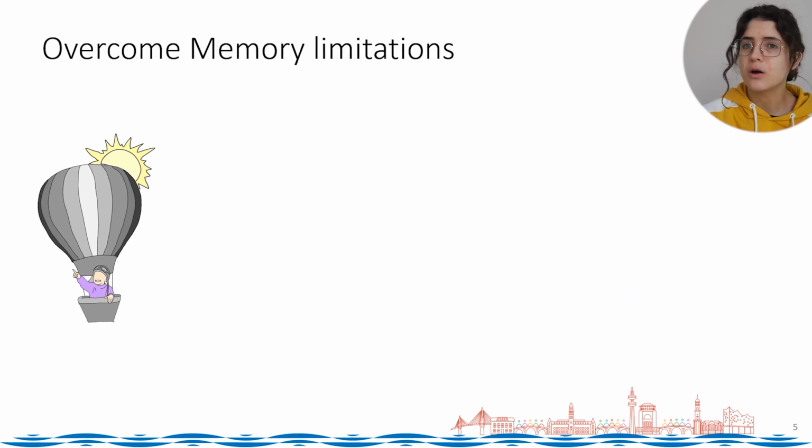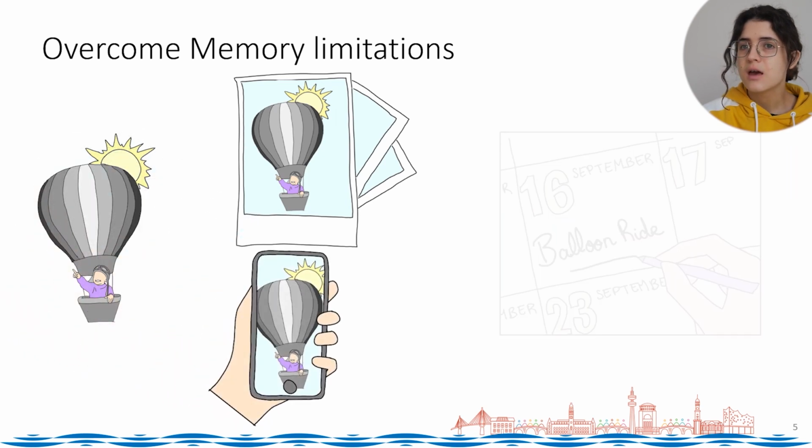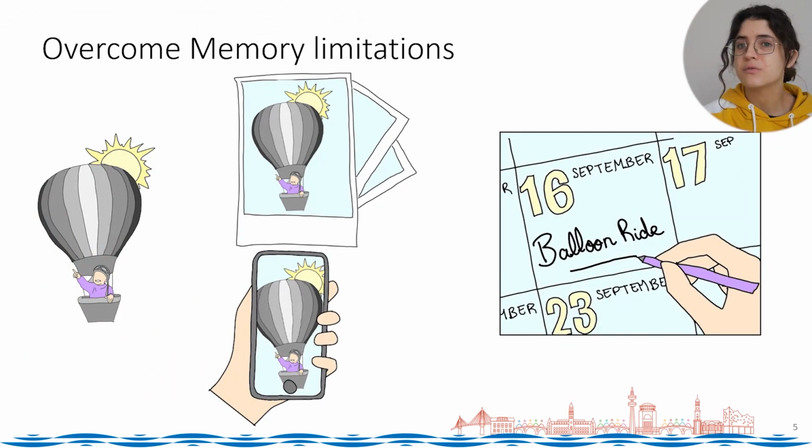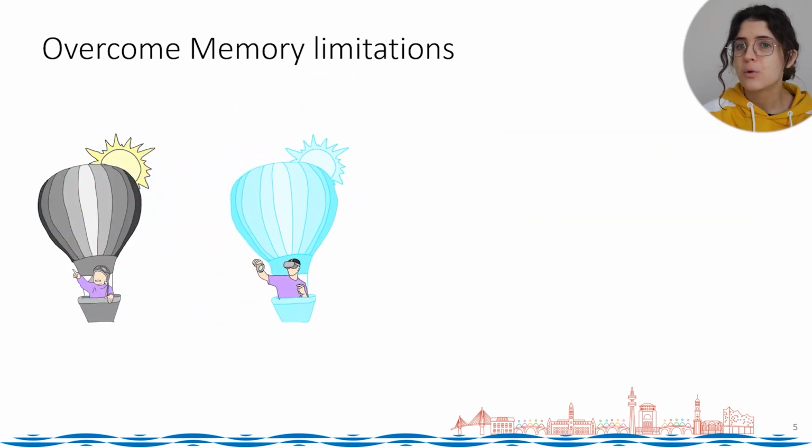Technologies are often used to overcome these memory limitations. For example, pictures are used to remember details of past events, and calendars to remember things to do in the future. As XR technologies are more and more part of our daily life, they might be used to overcome these limitations too. For example, instead of viewing memories through pictures, we could revisit them in VR.